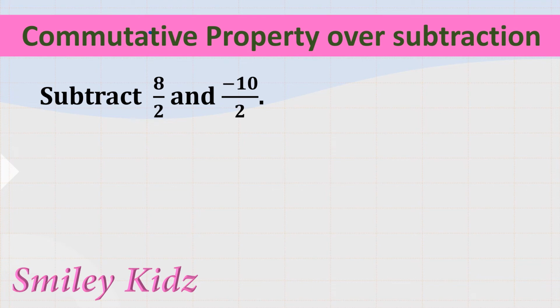Commutative property over subtraction. Subtract 8 by 2 and minus 10 by 2. Our property is a minus b is equal to b minus a.